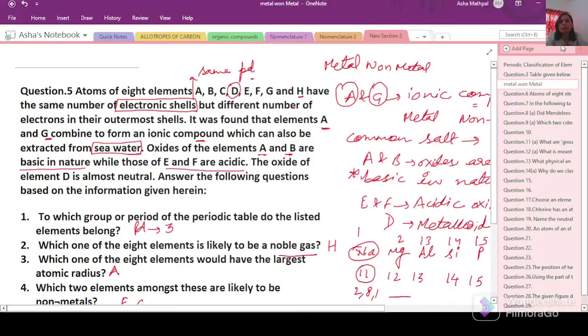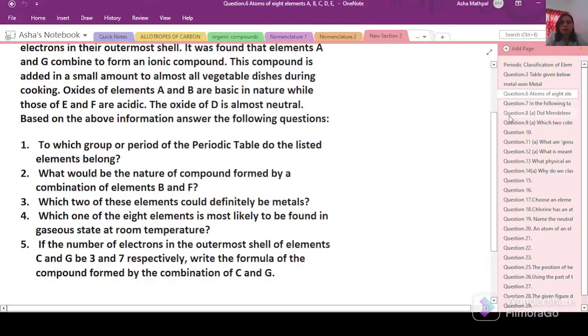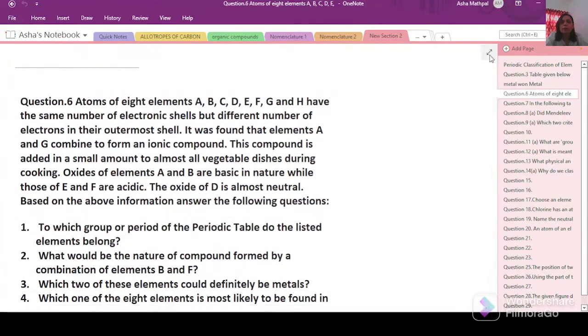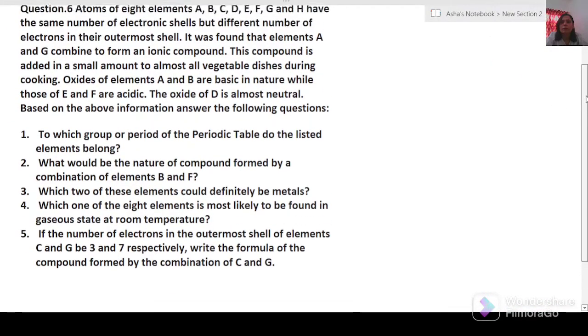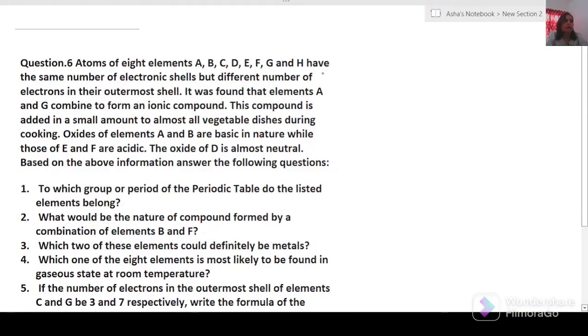Now let us go to question number 6. Now let me show you the question. Again, atoms of 8 elements A, B, C, D, E, F, G, H have the same number of electronic shells. So again, they are in the same period. If the shells are the same, it will be in the same period. But there is a different number of electrons in their outermost shell. It was found that elements A and G combine to form an ionic compound.